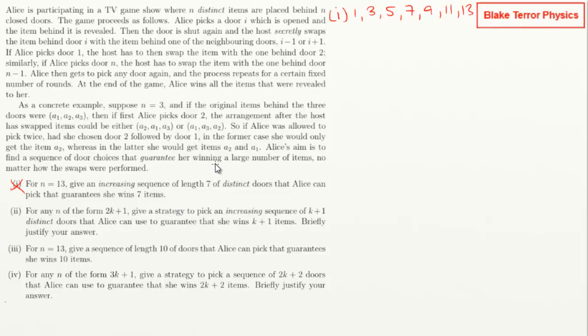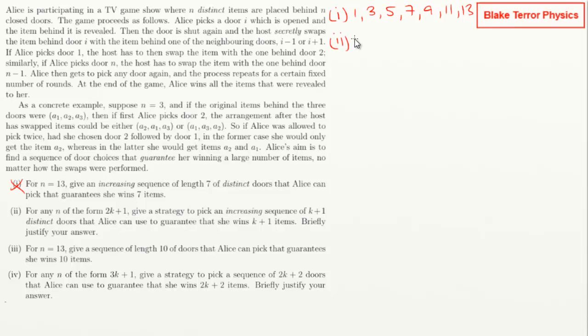Part 2: for any N in the form 2k plus 1, give a strategy to pick an increasing sequence of k plus 1 distinct doors that Alice can use to guarantee she wins k plus 1 items. This is what I've just done, isn't it? That's exactly the same question. 2k plus 1, so k is 6, 13 doors. Yes, we're just doing the same thing. So we want to pick, briefly justify. Right, so we're just doing exactly what I've said.